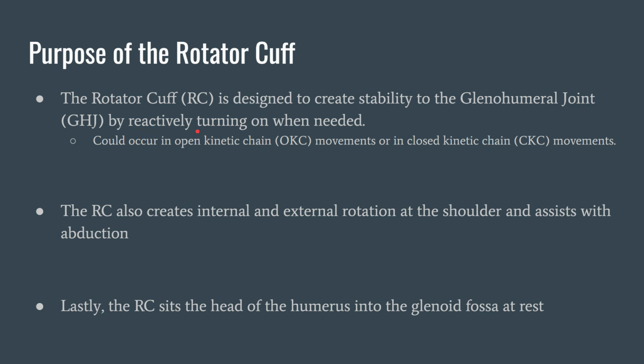So the rotator cuff is designed to create stability to the glenohumeral joint by reactively turning on when needed. It could occur in an open kinetic chain or in a closed kinetic chain movement. When we talk about reactively, this means that when you're catching a ball, or throwing a ball, or picking something up off the ground, laundry basket, weights, you don't think to yourself, all right, I'm going to turn my rotator cuff muscles on here. No, it just happens. And that is how we want to train these muscles when we get to our physical therapy and our training.